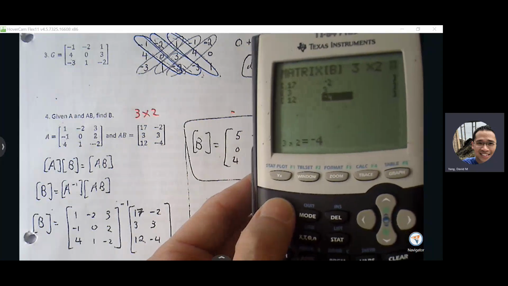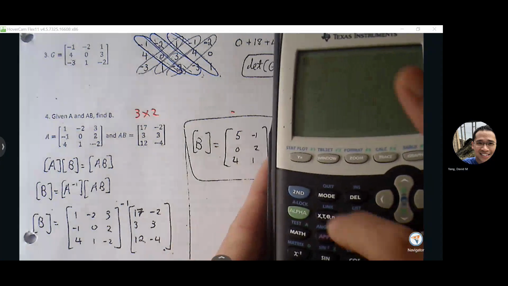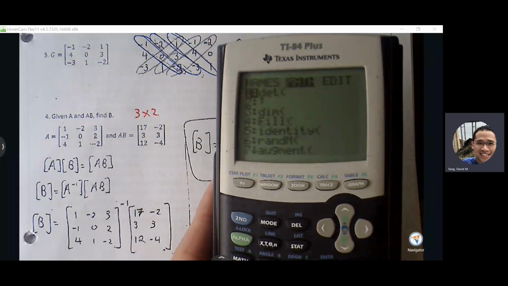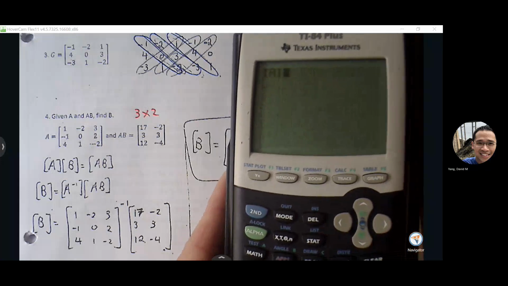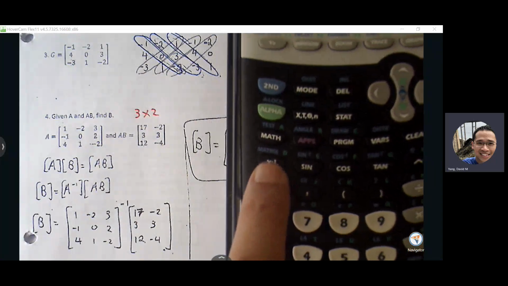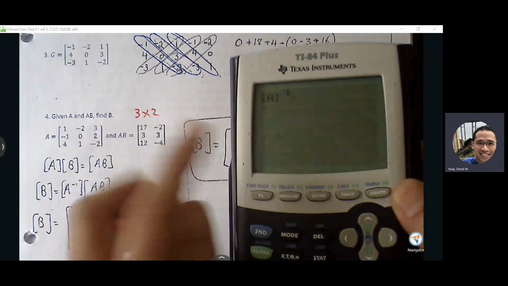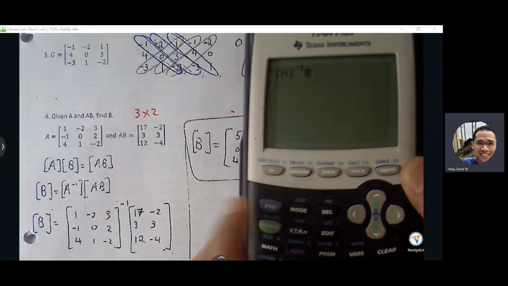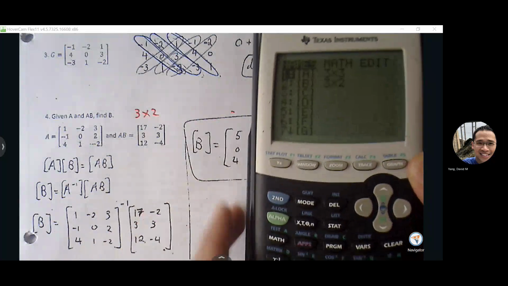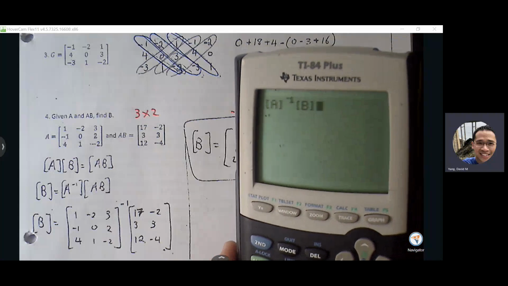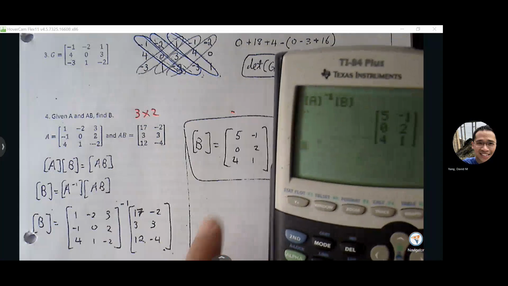Exit out, do second mode to quit. And then you're going to do second matrix. You're going to call these matrices. But to create that inverse, do you see there's a button there? X to -1. Click that button and that will give you your inverse notation. Times matrix B. So I have my notation there, hit enter again. I have my answer.